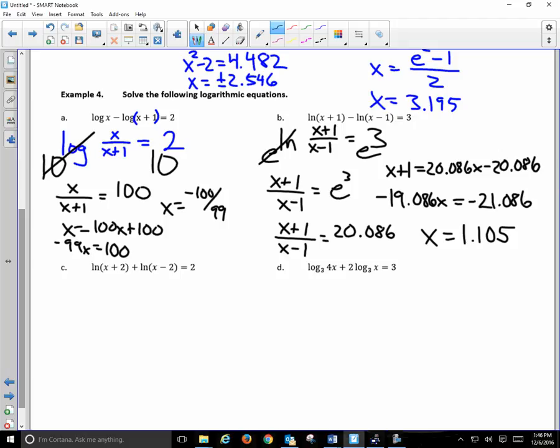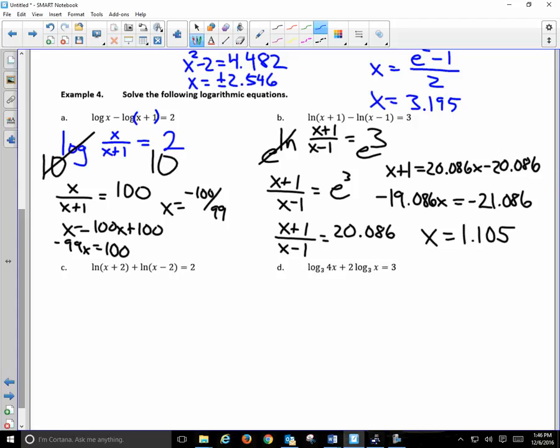Now, we need to check something. Can you take the logarithm of positive numbers? Can you take the logarithm of negative numbers? Or can you take the logarithm of 0? So if you look at this 1.105 and you were to plug it in, would you end up taking the natural log of a positive or a negative? So this is okay, isn't it?